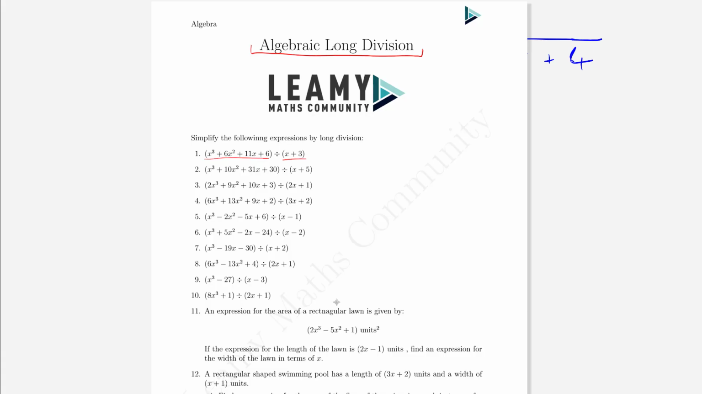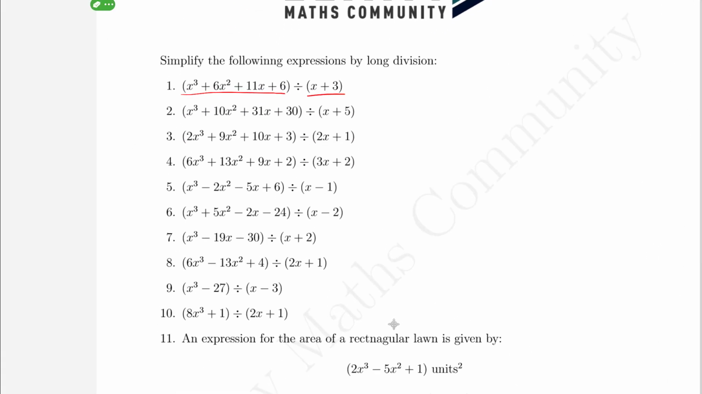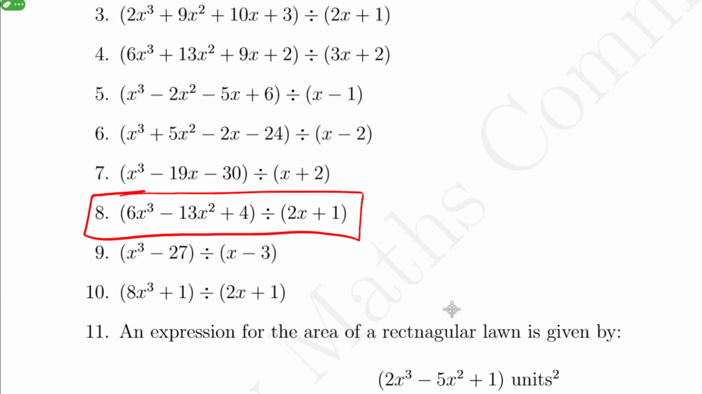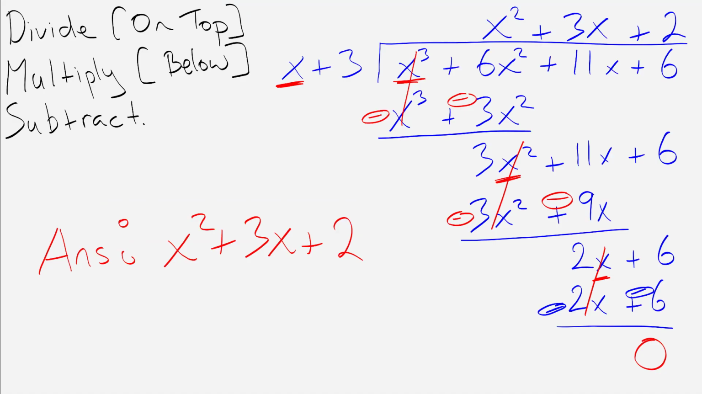Okay, let's have a look at another example here. So the one we look at this time is this question 8: 6x cubed minus 13x squared plus 4 divided by 2x plus 1. Now, before we move on, I just want to draw your attention to something. Let's look at the layout here of my previous attempt at the long division.